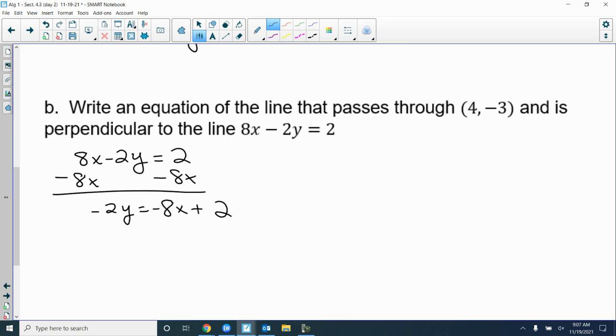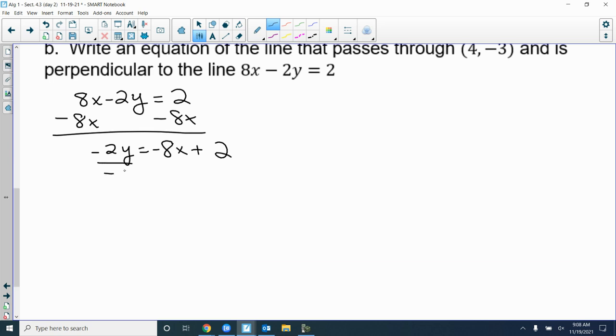Now, I still need to divide by what? -2. Watch your signs here, because if you miss this sign, then everything will go a little bit haywire. That gives me y equals -8 divided by -2, which is what? +4. 2 divided by -2 is -1.